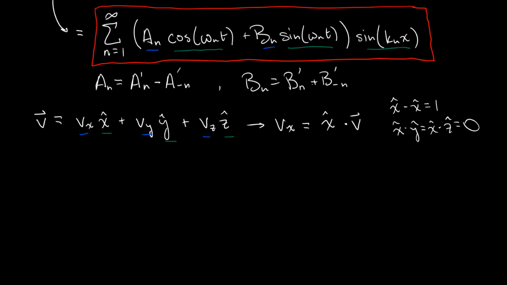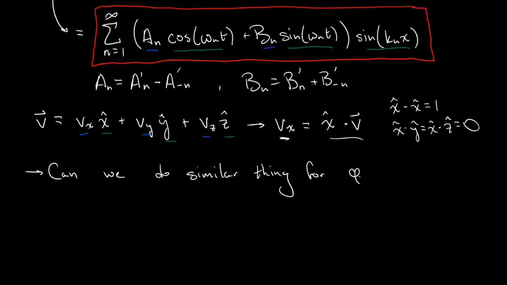So the question is, can I do a similar thing? Can we do a similar thing for phi, for our general solution? Is there some way we might be able to project onto the individual basis functions and pick out these coefficients in the same way that we pick out the x coefficient by just projecting v onto the x hat direction?